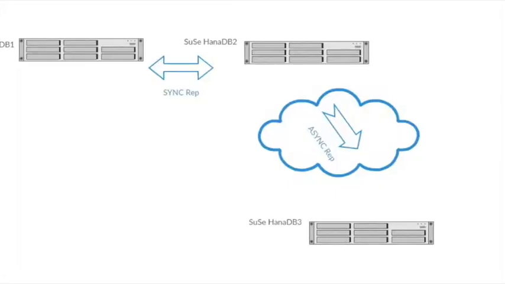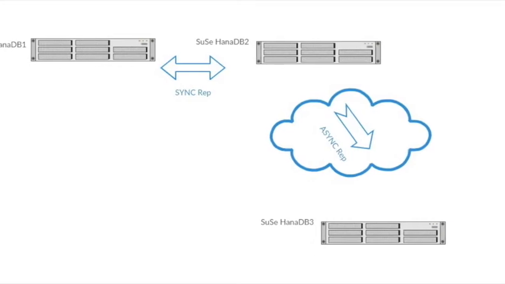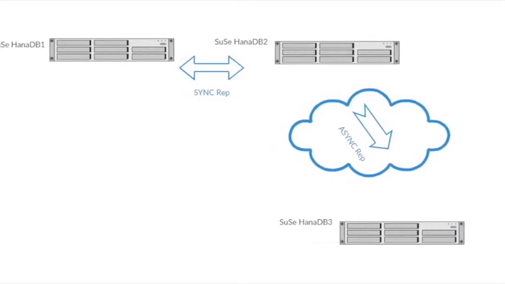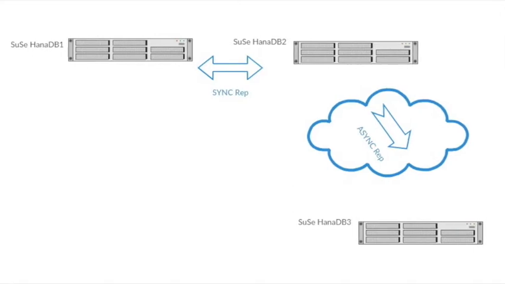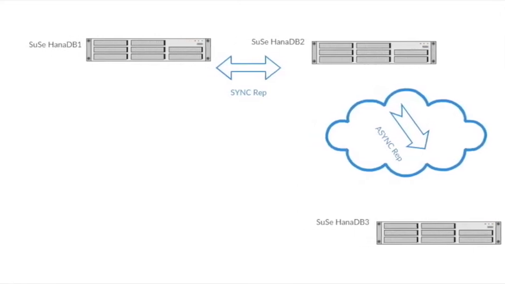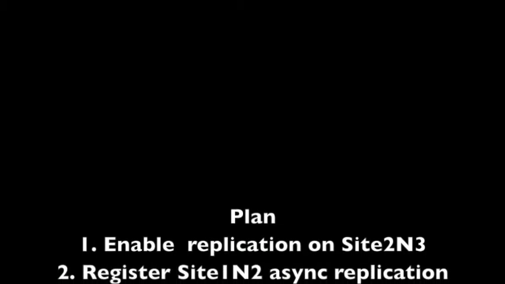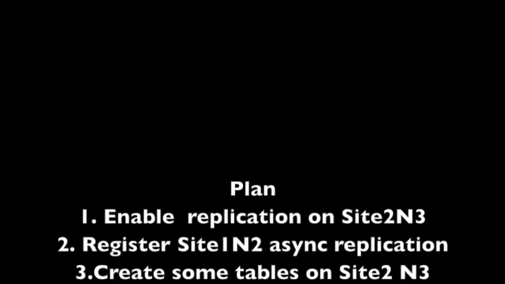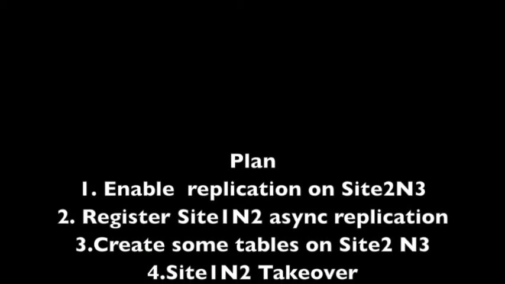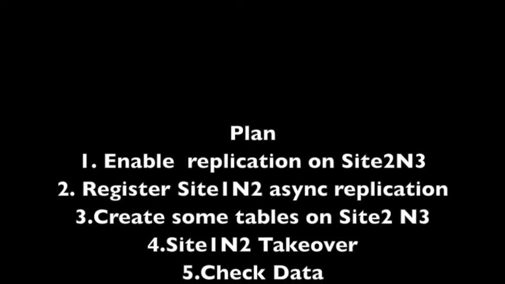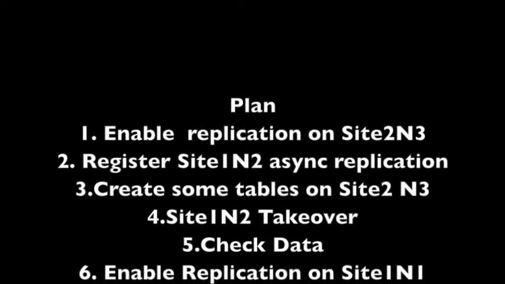Now the disaster site is up and running, but my source systems are also fixed, and I would like to fail back to my primary site. This part is rather long and complex, so I would like to explain it slower. Now my disaster site, which is node 3, is active. First, I will do a failover. For that, I need to enable replication on site 2 and node 3. I will register the second node on the first site, and I will wait for the sync.